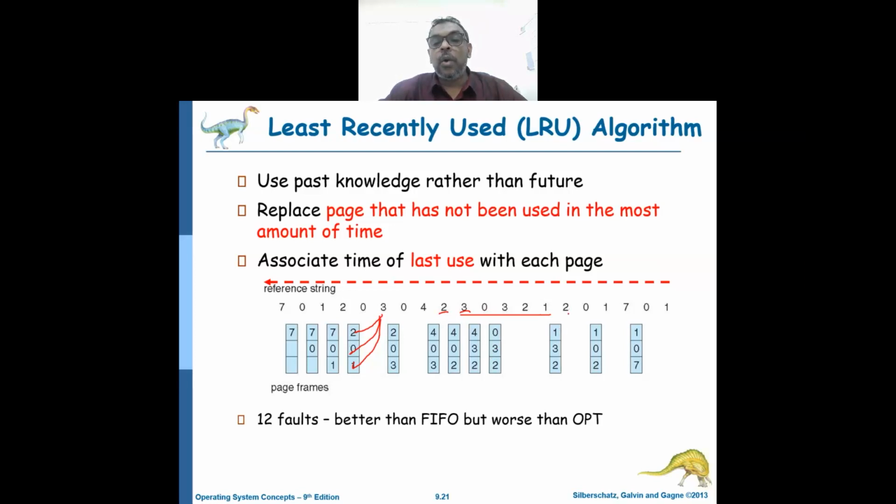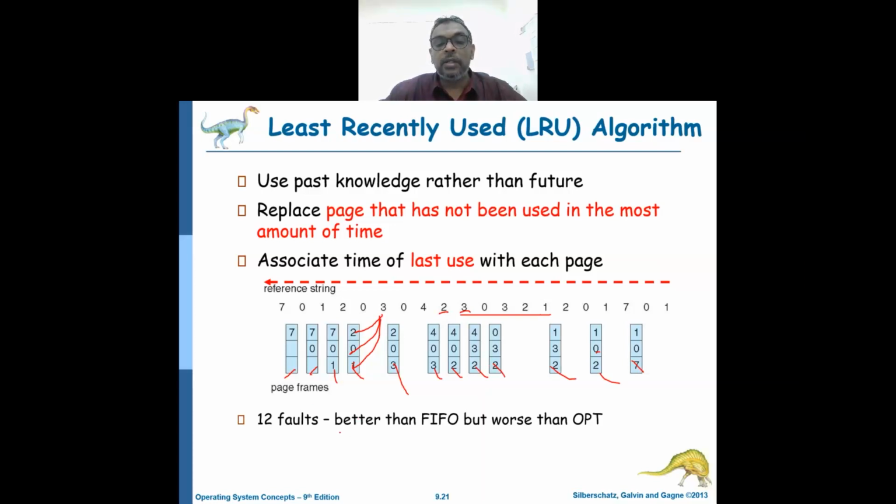And then 2. Look backwards. 1, 2, 3. 3 is the furthest. Okay, so replace here. So 0 replaces 3 here. And then 1. 1 is already there. Okay, 7. Who does 7 replace? Look backwards. 1, 0, 2. Oh, 2 is the furthest. So 7 replaces here. So the number of page faults is 1, 2, 3, 4, 5, 6, 7, 8, 9, 10, 11, 12.